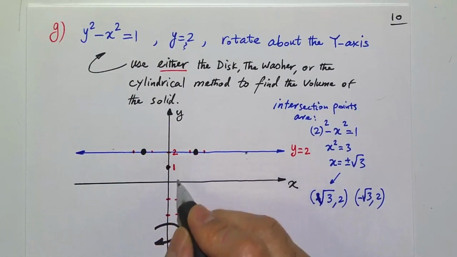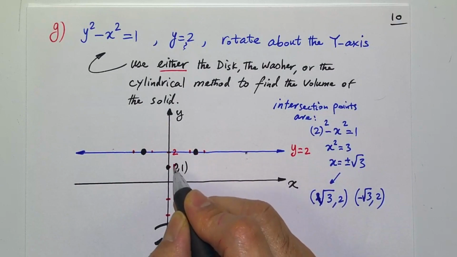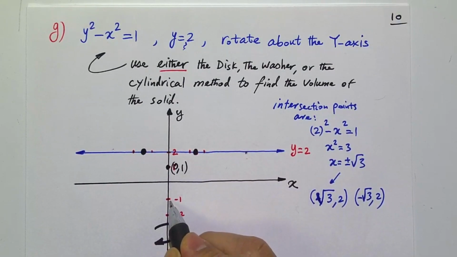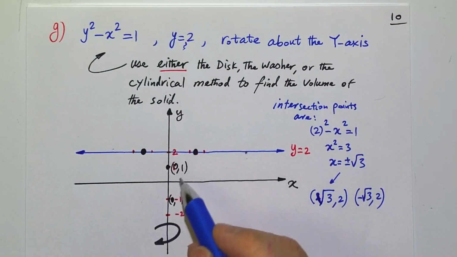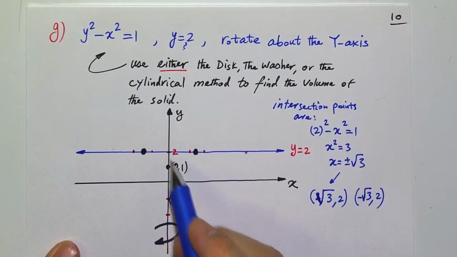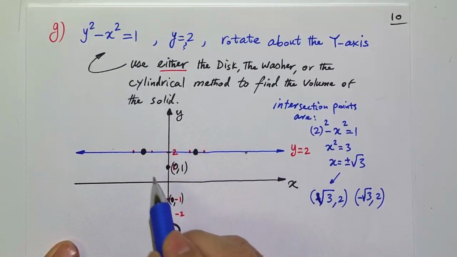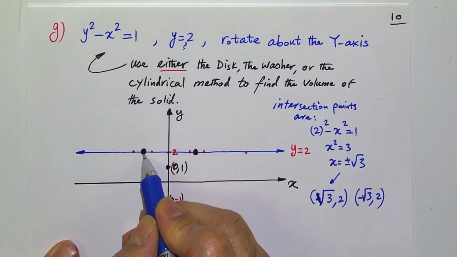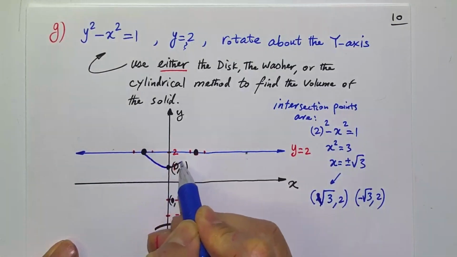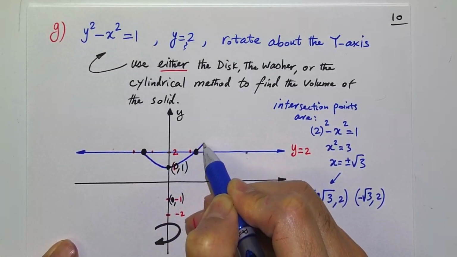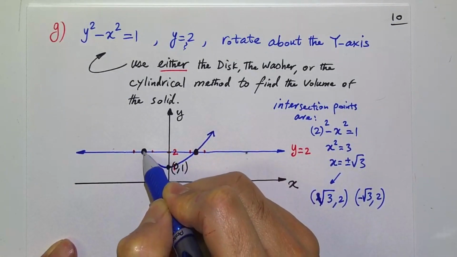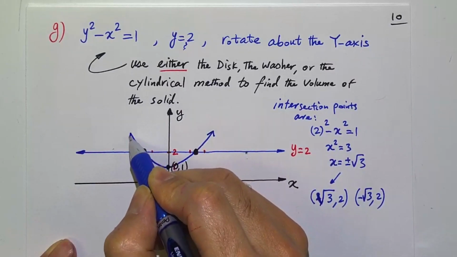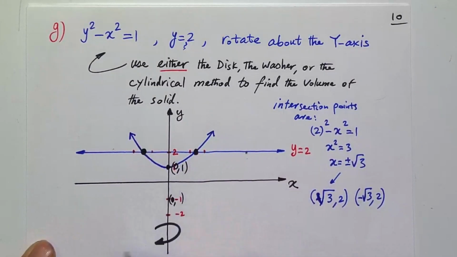So at 0, comma 1, and at 0, comma negative 1, we have the y-intercepts for this hyperbola. So one piece, it's going to do this. Let me try to draw this as best as I can, like that. One piece is going to do that. Another piece is going to do that here.